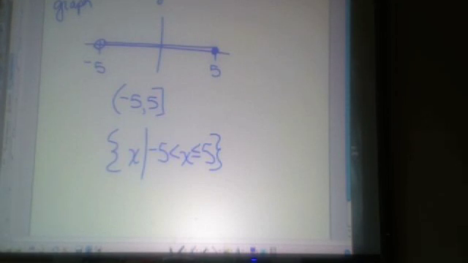That's called a compound inequality because it has two extremes. It doesn't just keep going in one direction or the other. Okay? All right. We just did that.